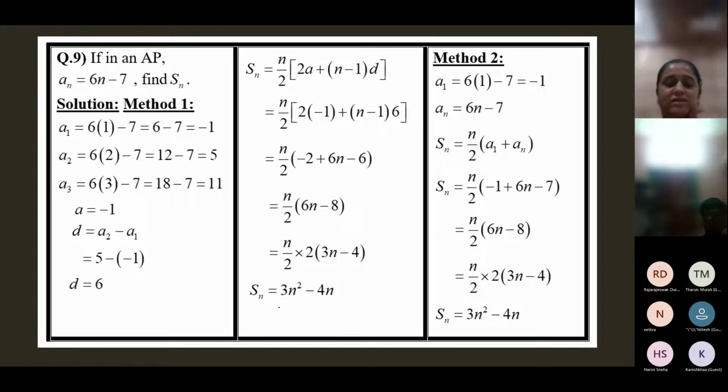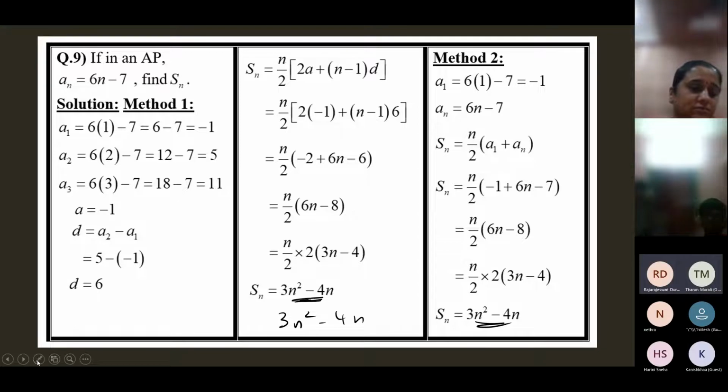And we have understood that Sn is quadratic in n. You can see here, it's quadratic. 3n square minus 4n. It's quadratic. Very important. Understood, children? Yes. Take a screenshot.